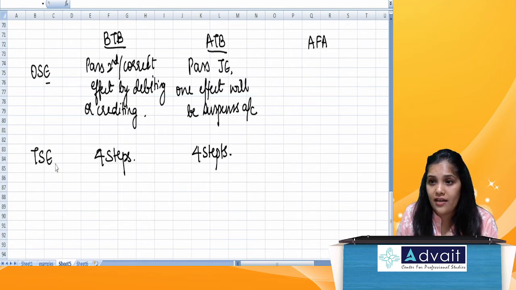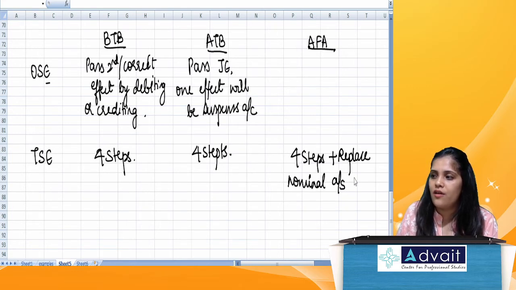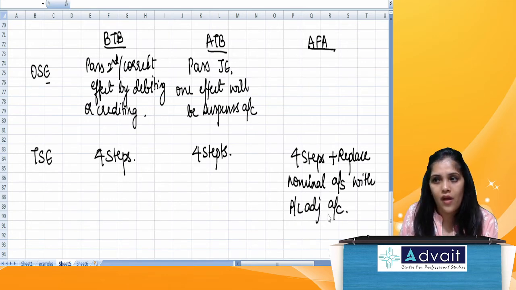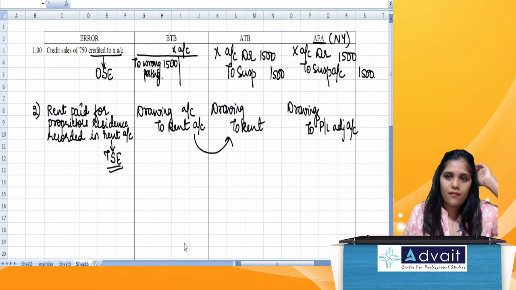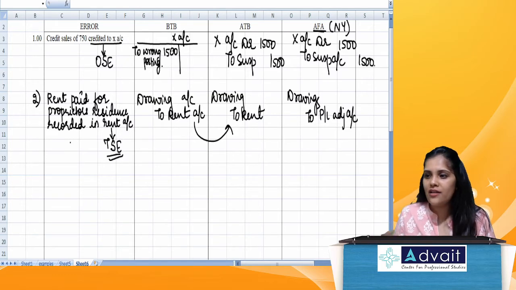If you find a two-sided error in the next year, then same four steps, but replace nominal accounts with P&L adjustment account. Okay? And here what to do? Same. Here this part I would like to come a little later. Okay? Any doubt till here? Let's take more examples and we will continue. Okay? Yes, I just did that. So, let's take another one.